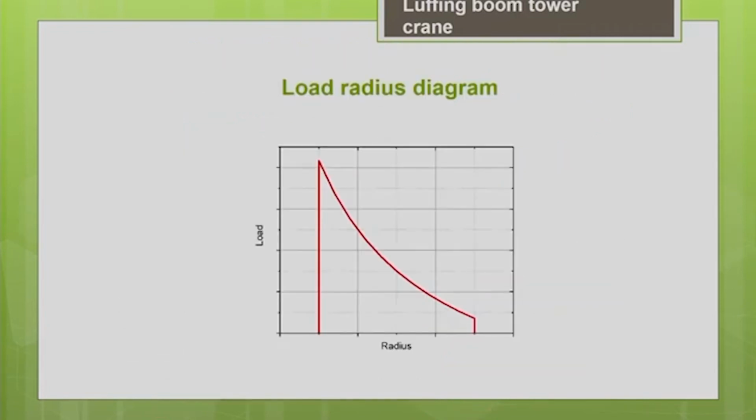So, if you plot the load radius diagram, you can see that this is the minimum radius and this is the maximum radius. When the radius is maximum, the lifting capacity is minimum. When the radius is minimum, the lifting capacity is maximum. You can note that. So with an increase in operating radius, the lifting capacity gets reduced.